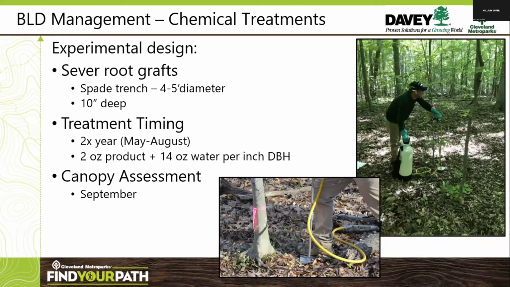Thank you, Hillary. We severed the root connections between trees with a spade, and then we went through again twice every year, sometimes in May and June. Other times it's been June and August, just sometime during the summer. I don't think it's imperative to be the exact right time, but we use 2 ounces of the polyphosphate 30 product with 14 ounces of water per inch of diameter of that tree. And then we did our canopy assessments in September, same time every year.